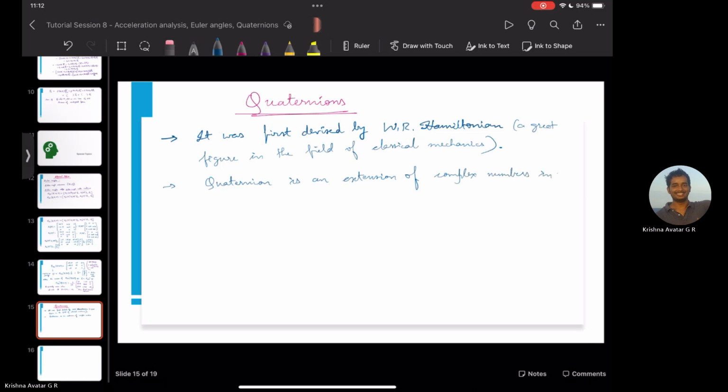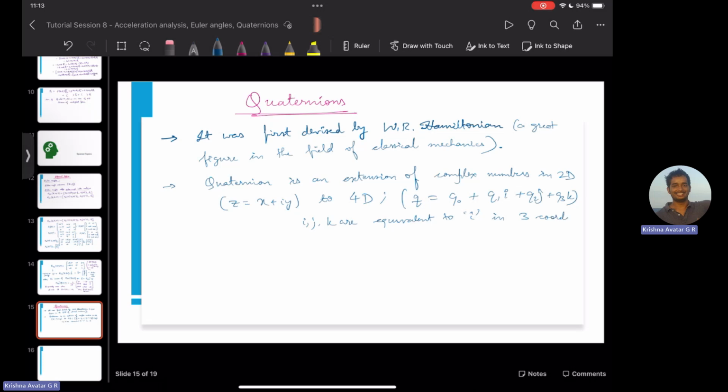So complex numbers in 2D, because as we recall, we used to write z is equal to x plus iy, are extended to 4D, such that we have q is equal to q naught plus q1 i plus q2 j plus q3 k. And mind you, i, j, k are extensions of the classical iota in 3 coordinate directions. That is where the idea of quaternions came from.